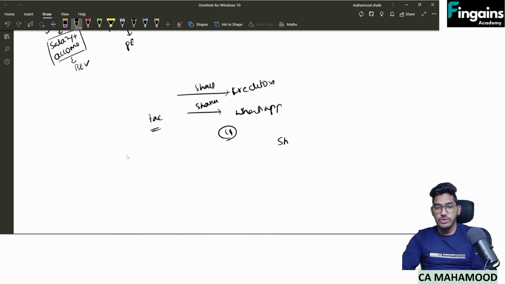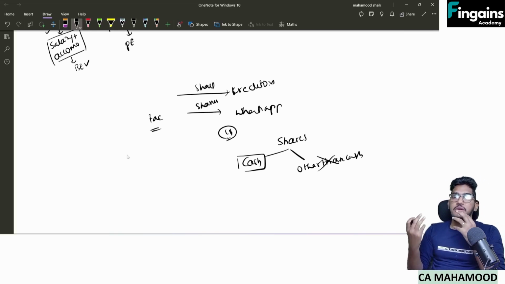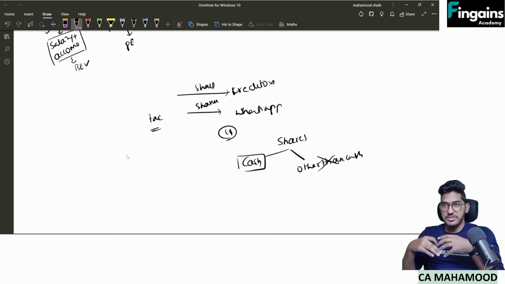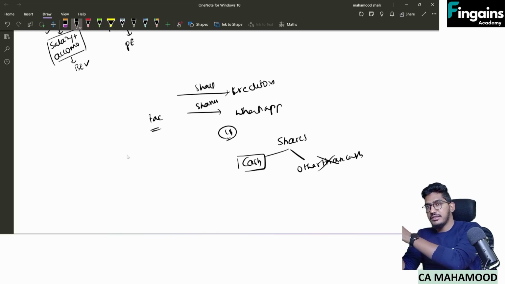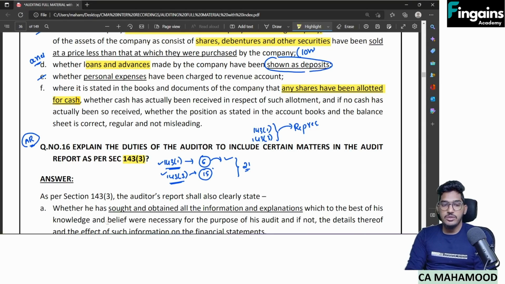So the point I want to conclude here is that companies can issue shares for cash and also for other than cash. Here we are not talking about the second case. This particular 143 subsection 1 talks only about the first case: whether your client has issued shares and whether they have collected cash for them. If shares are issued for other than cash, that is not the subject matter under 143 subsection 1. They are only talking about whether your client company has issued shares for cash, not as a settlement. So let us see what they are trying to say here.